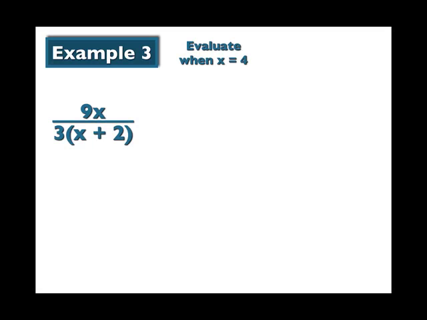We know we're going to substitute 4 for x. So before we solve anything, before we do any adding, subtracting, multiplying, or dividing, we're just going to substitute the values. So if you see, we have 9 times 4 on top, the numerator, and 3 times (4 plus 2) in the denominator.